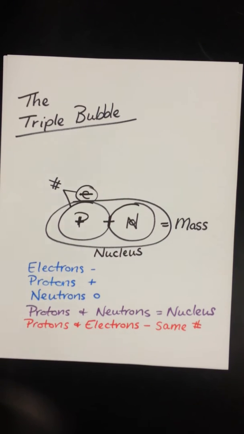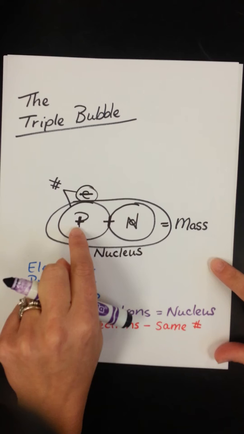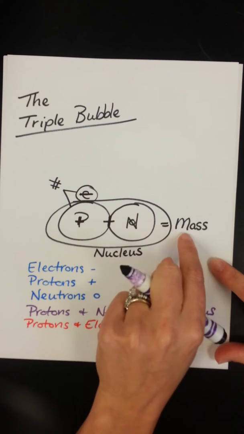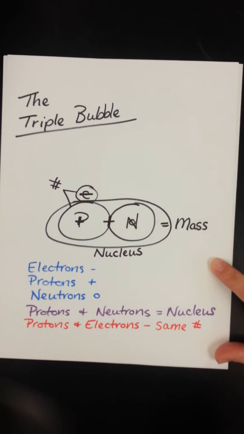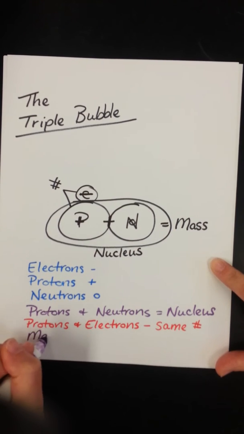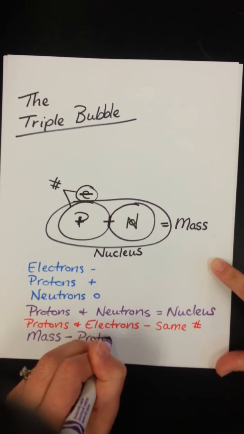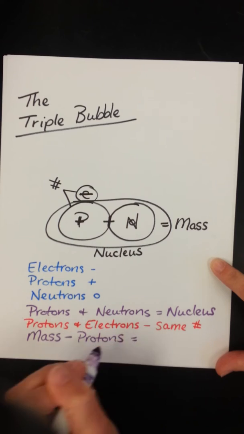The last part of this is finding out how many neutrons there are. While looking at this information, you could take the protons plus the neutrons, and that'll equal the mass. If you don't have the neutrons, you only have the atomic number, then you take the total mass and you subtract the protons. And that'll show you how many neutrons are left.